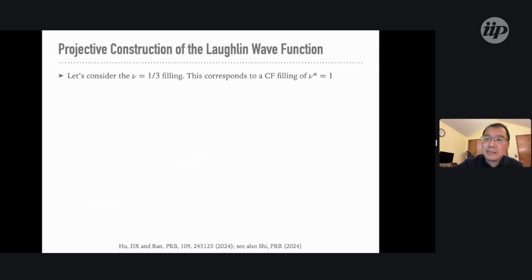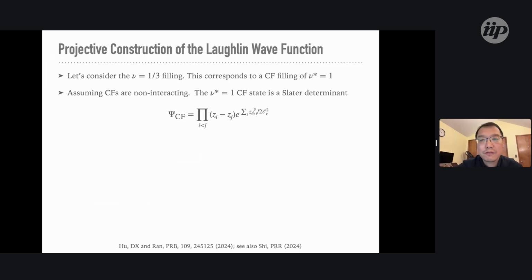Okay, so again, let's just consider this 1/3 filling. This would correspond to the CF filling of nu equals 1. Now, let's assume the composite fermions are non-interacting. Then the nu equals 1 CF state will be a Slater determinant given by this. So the z_i z_j is what you expected from a normal problem of electrons in the Landau level. But again, I also have this vortex coordinate here, right? Now, one of the things is that when we introduce the vortex degree of freedom, we have in fact enlarged my Hilbert space, right?